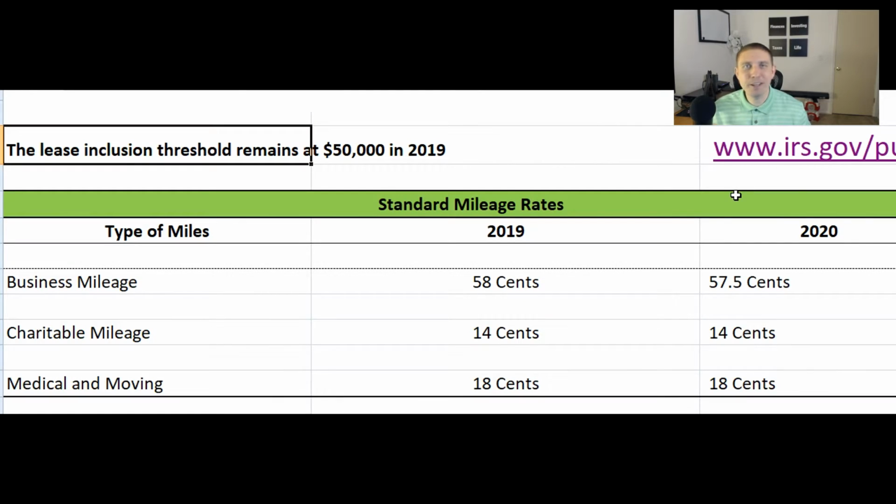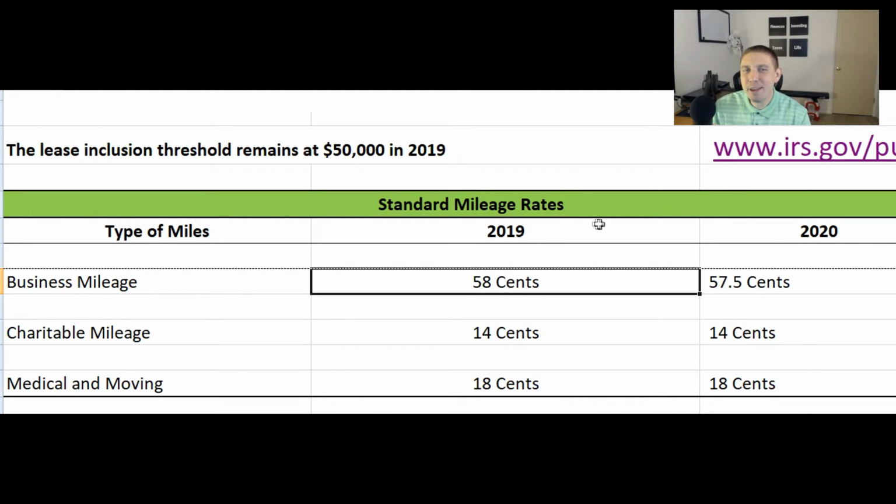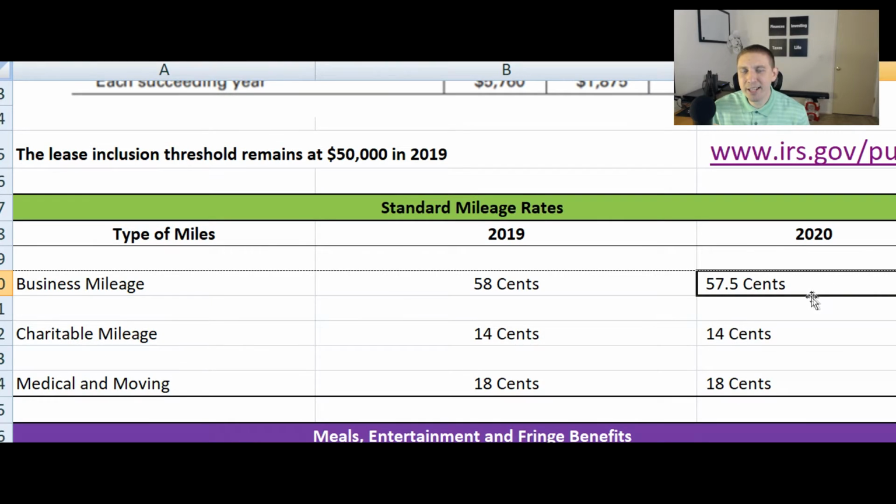Speaking of vehicles and business use and all that good stuff, let's talk about business mileage. In 2019, it was 58 cents per mile. In 2020, it is now 57.5 cents per mile as a deduction.